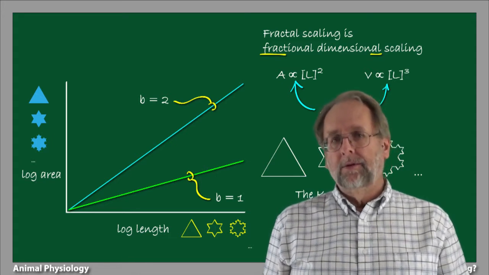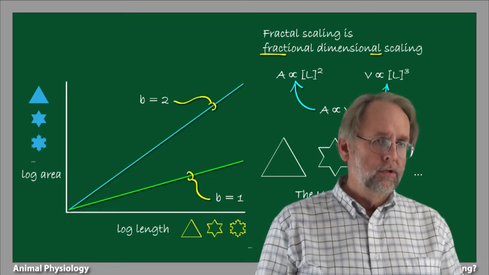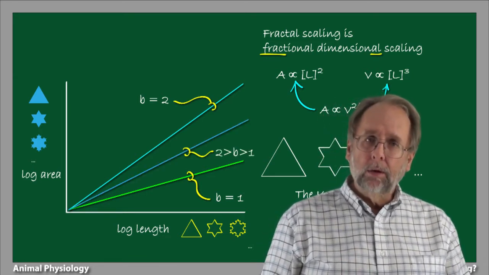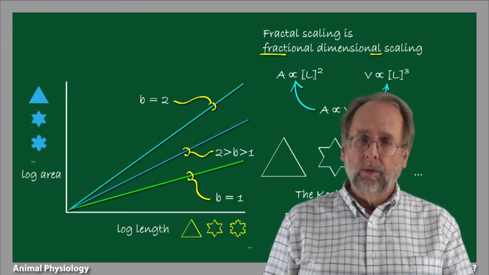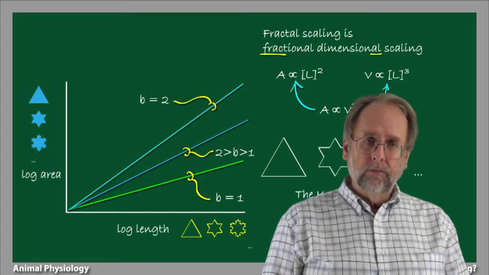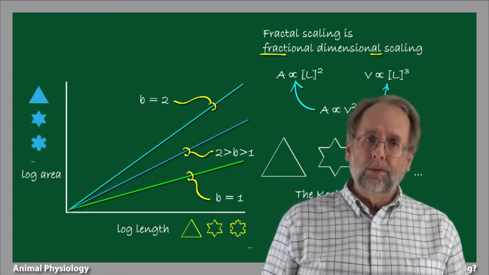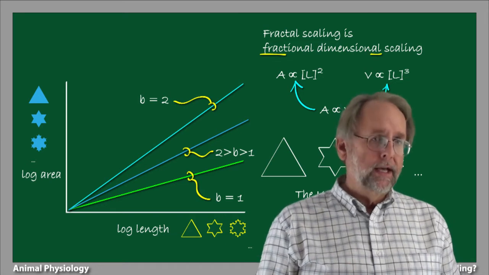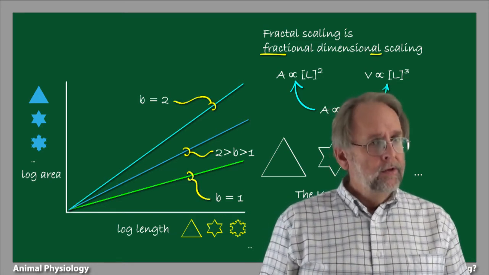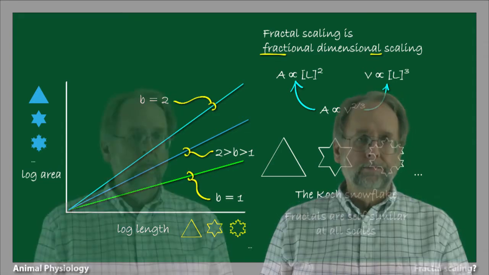However, if we plot the area enclosed by our ever-increasingly complex Koch snowflake, we'll see that the scaling exponent is situated somewhere between 1 and 2. In other words, the scaling exponent will be some fractional value. Furthermore, the fractional value cannot be reduced to a simple integral scaling, as was the case for, say, the scaling of surface area to volume. In other words, the area scales fractally to the length.